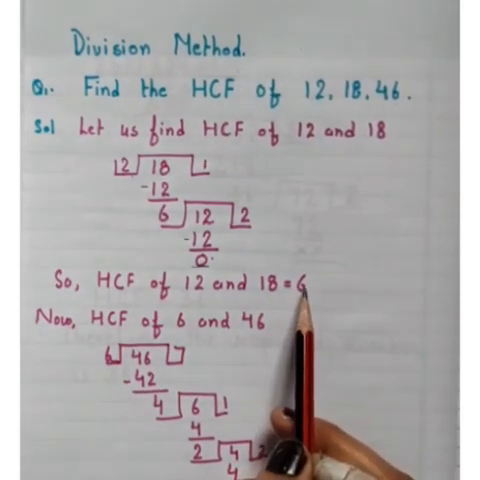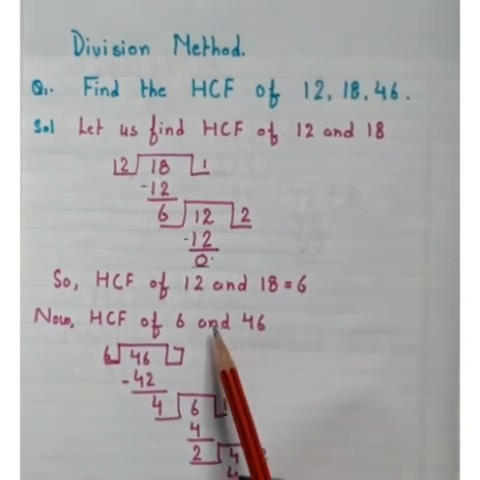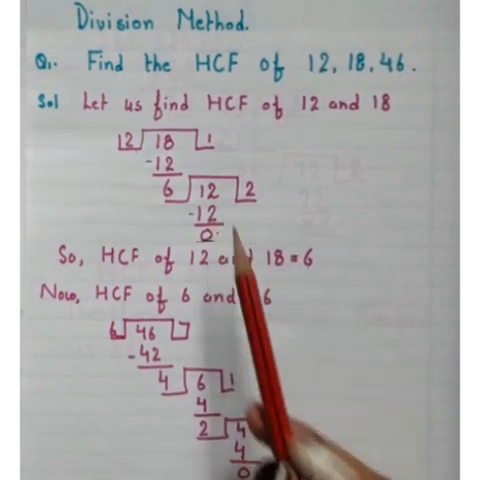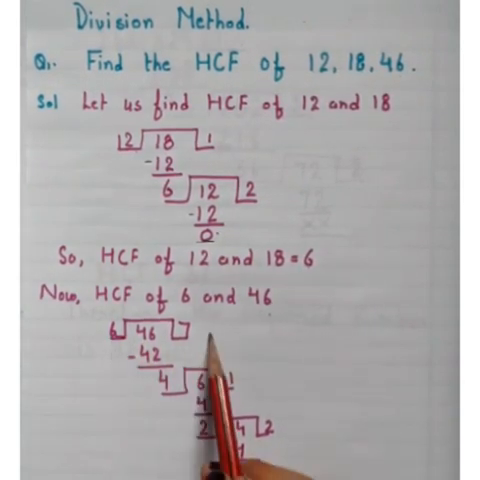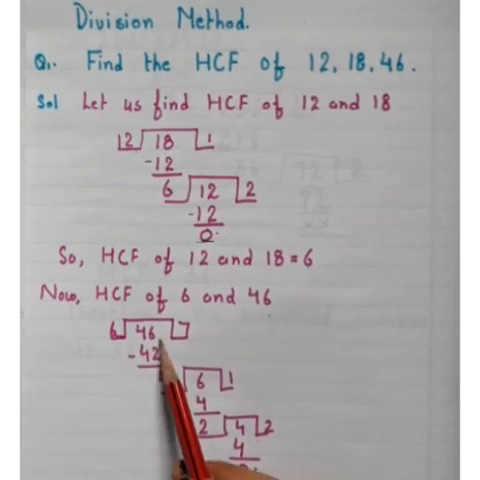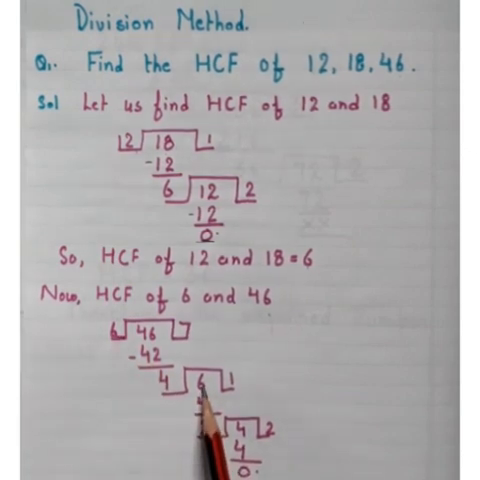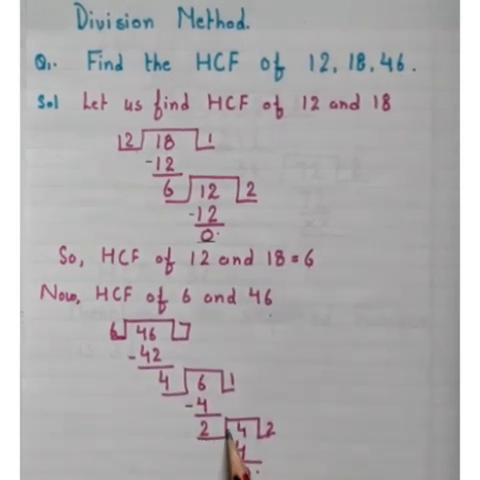Clear? Now there is one more number, 46. So you have to find the HCF of 6 and 46. Same as we did over here, you have to write down 46 over here and 6 over here. Now 6 7s are 42. 46 minus 42 will be 4. Now again make a box, and this divisor becomes your dividend. Okay. Now 4 ones are 4. 6 minus 4 will be 2. Okay. Again you will make a box.